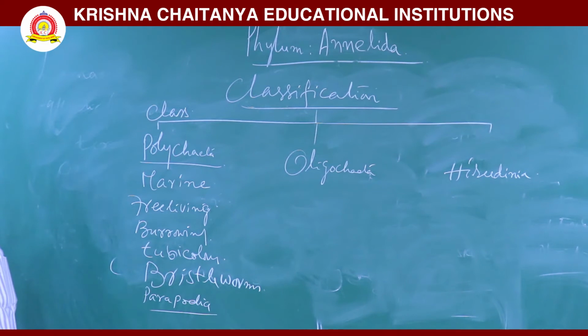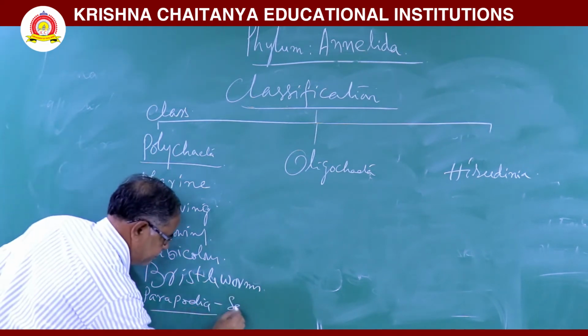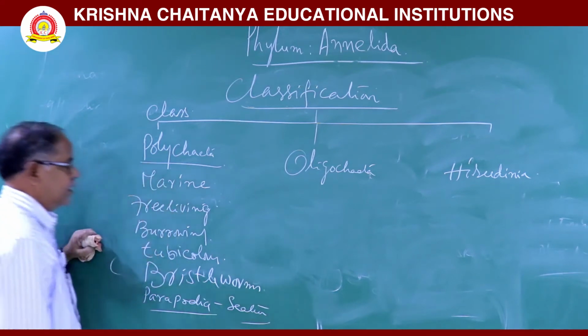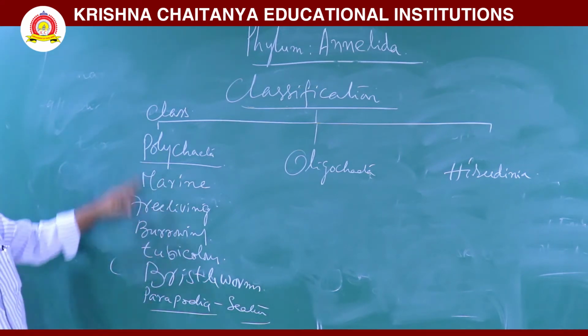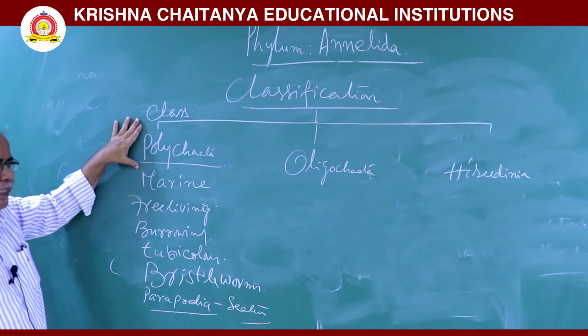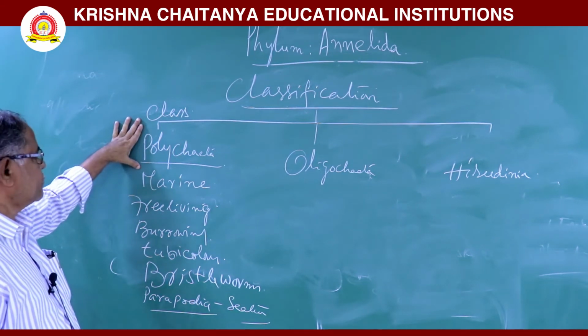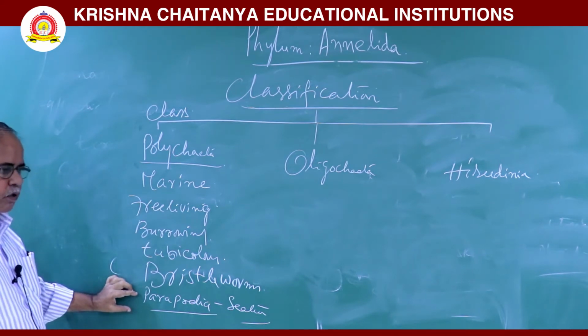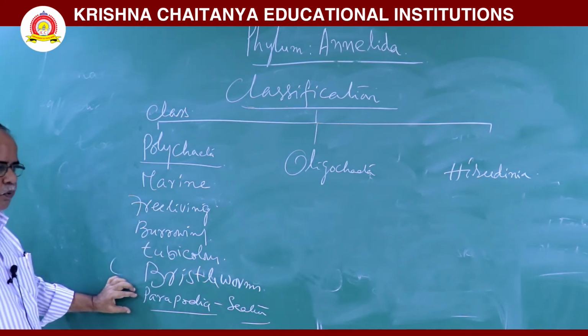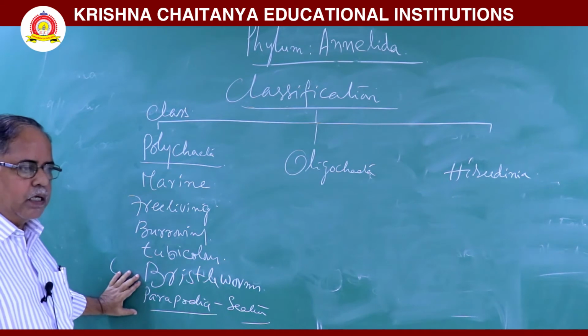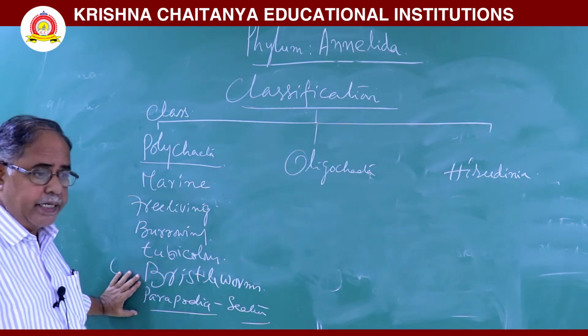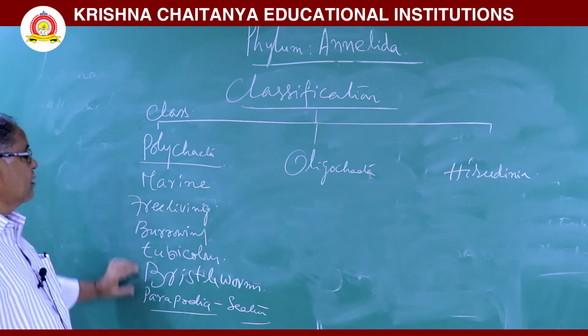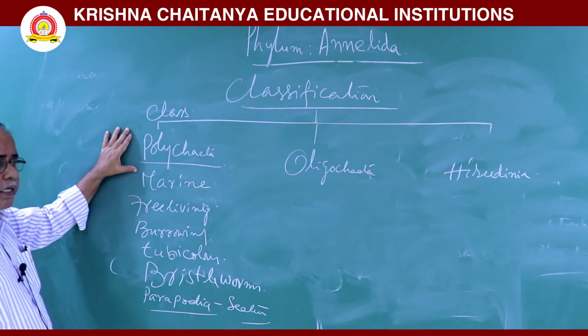On these parapodia, numerous setae are there. So that's why this class is named Polychaeta. In this animal, on the lateral side of each segment, one pair of parapodia is present. On each parapodium, numerous setae are there. That's why this class is named Polychaeta.